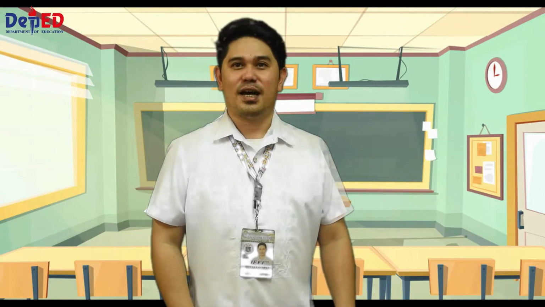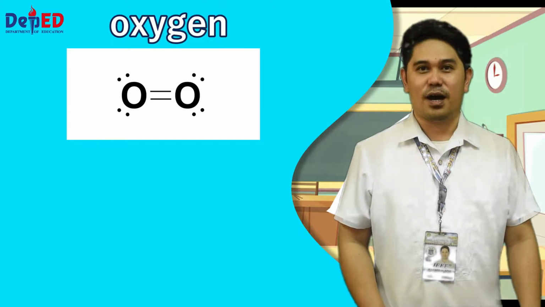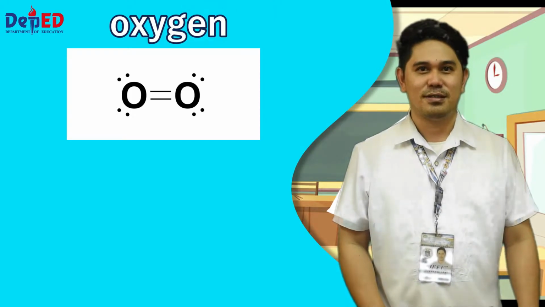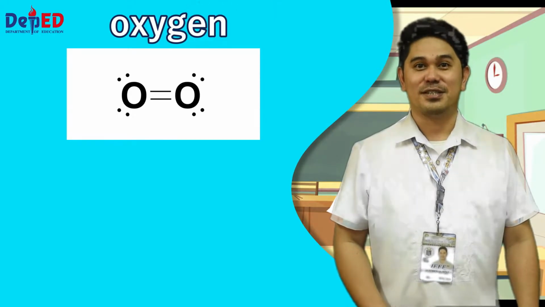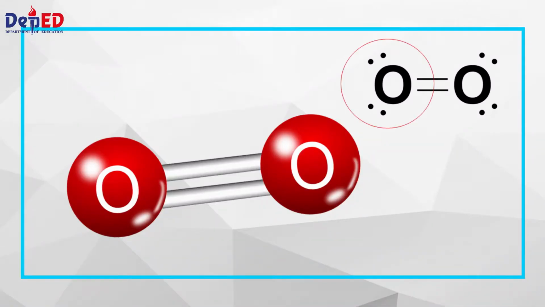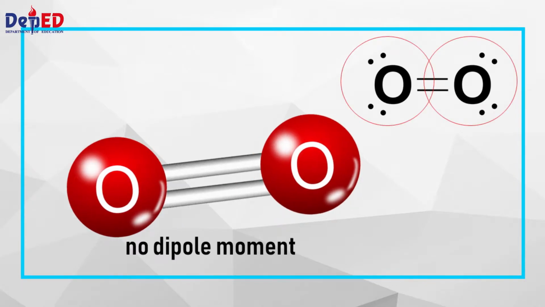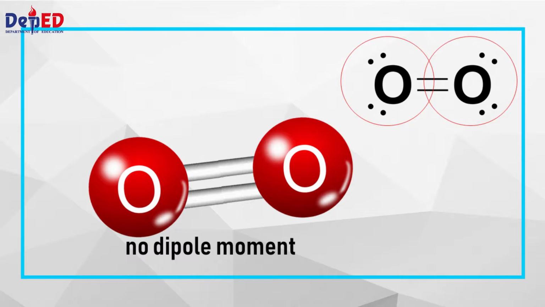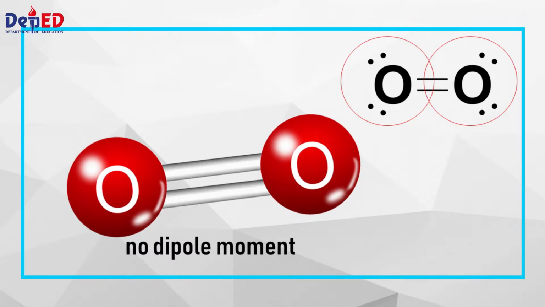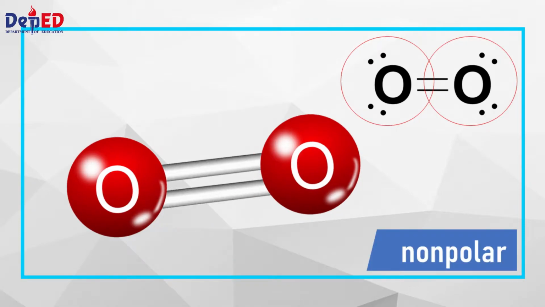Let us start with a diatomic molecule of oxygen. This is its Lewis dot structure. Can you identify what is the molecular shape? Correct. This molecule is linear shaped. Since both are the same type of atom, they pull the electrons equally on either side, canceling out their dipole moment. A balance or symmetry of charges can be observed, and thus, it is a nonpolar molecule.